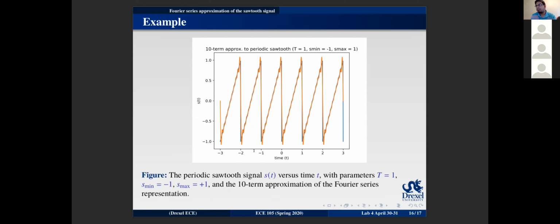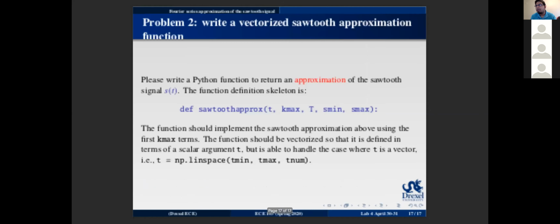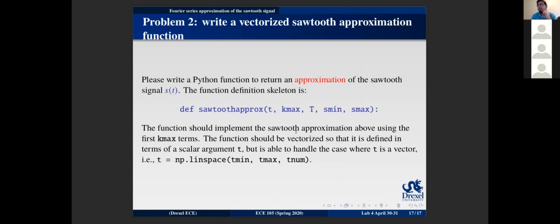So that is what you have to do for this lab. Generate a plot that looks like this, depending on what value of k you take. And this is how you define the sawtooth approximation. Write a Python function to return the approximation of the sawtooth. You pass in t as a vector, k max is a scalar value, and everything else is a scalar, except for the small t value, which is now a vector of time intervals that you pass in, and you get a vector of Fourier approximation values and plot that.